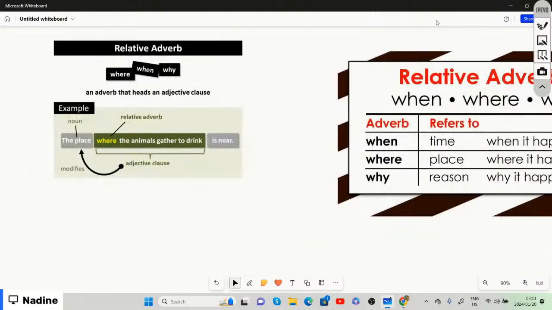And relative adverbs, if we look at this picture, right? A relative adverb is an adverb that heads an adjective clause. And remember, it's still asking ourselves the questions where, when, and why. And if we look at the sentence, it says, this place where the animals gather to drink is near.